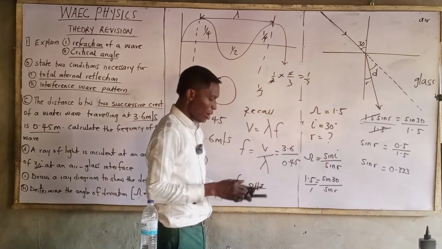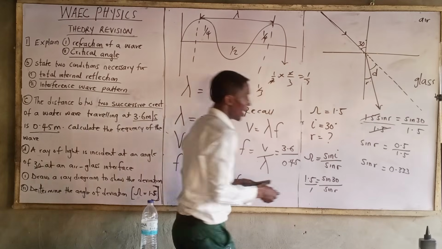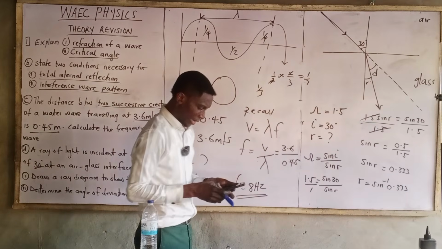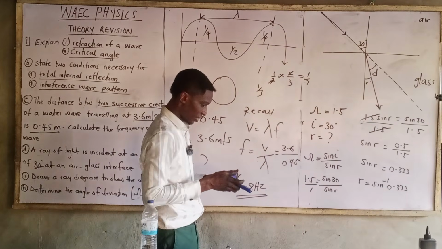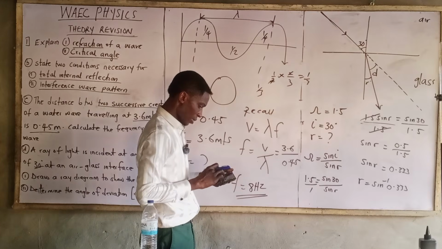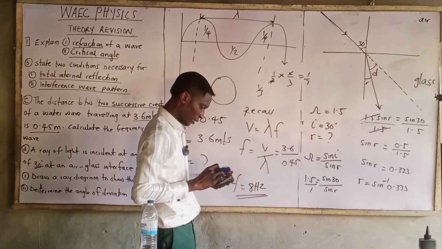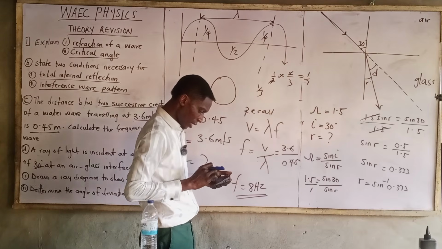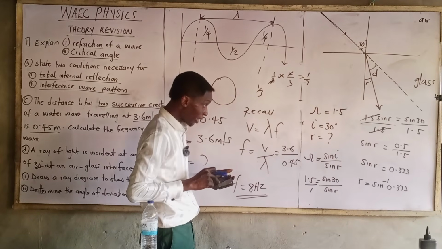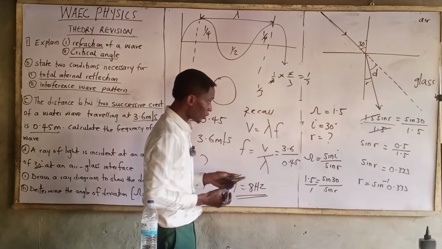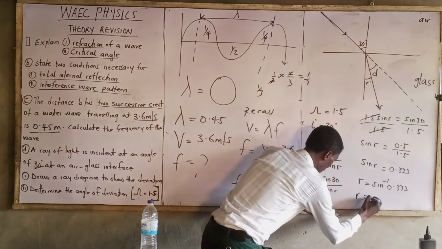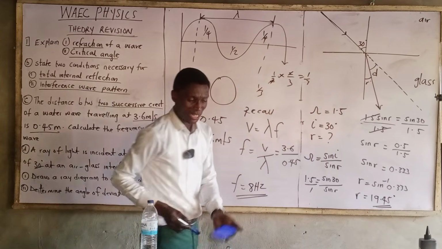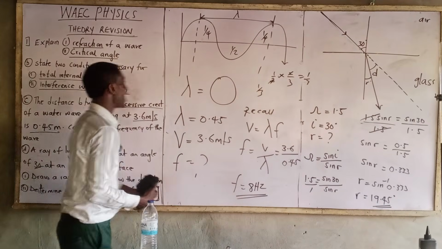So here I work with the calculator to get r. r becomes sine inverse of 0.333. Let me confirm that. Yes, so we've got the angle of refraction to be 19.45 degrees. Now here we've been able to find the angle of refraction.